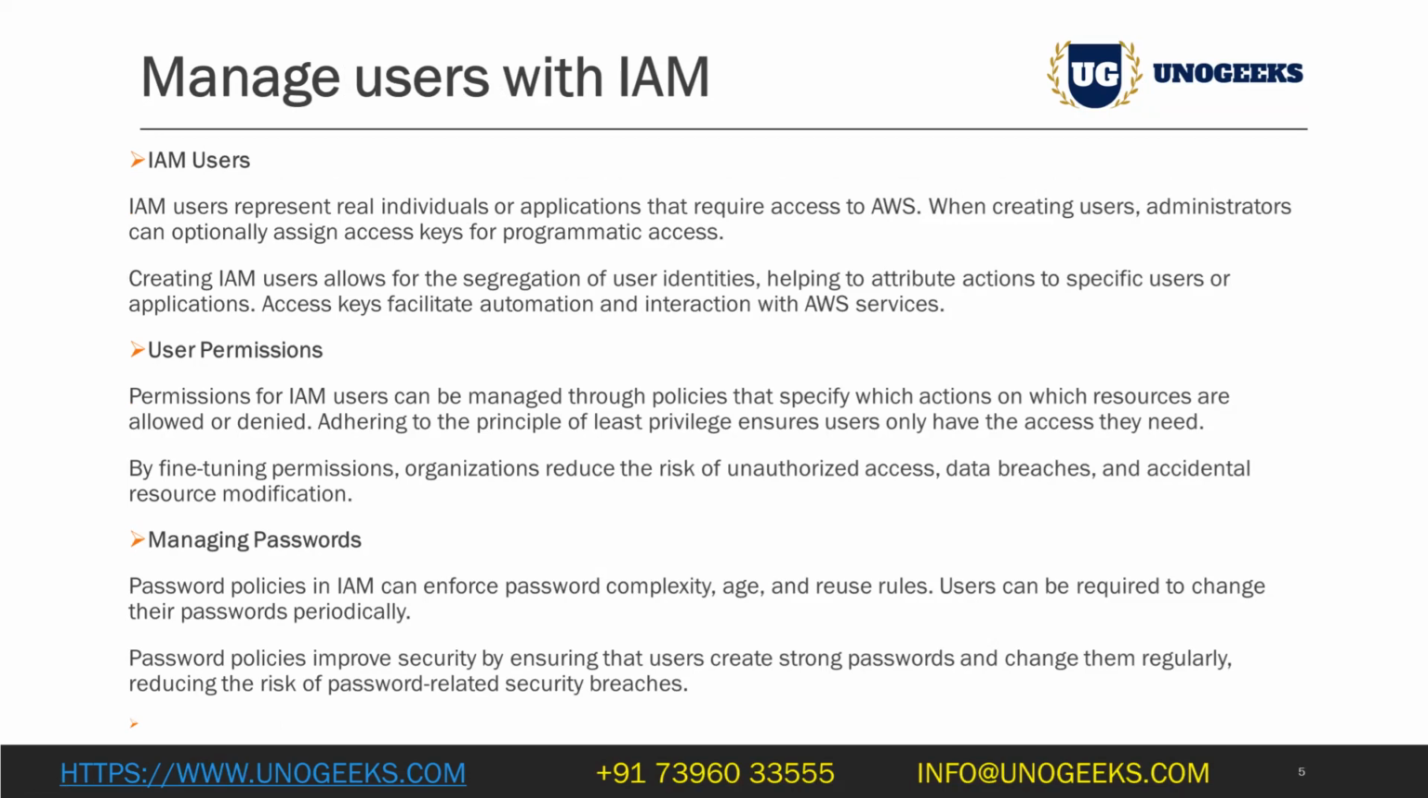So IAM users, as I said, represent real individuals or applications that require access to AWS. When creating users, the administrator can optionally assign access keys for programmatic access. So there are two options, and I'll show you these things in the demo. When creating an IAM user, there are two optional things. One is the access key and secret key. That's what we created yesterday, right? We created an IAM user, created an access key and secret key, and we have the AWS CLI installed. Then we configured the access key and secret key. If you are going to interact with your AWS account through the application level or the CLI level, then you can use this option.